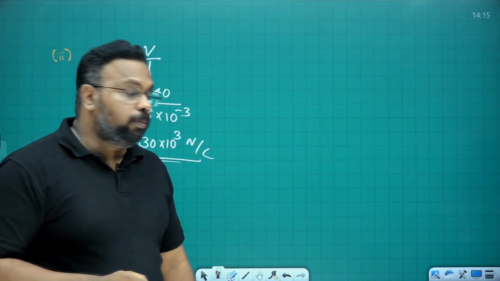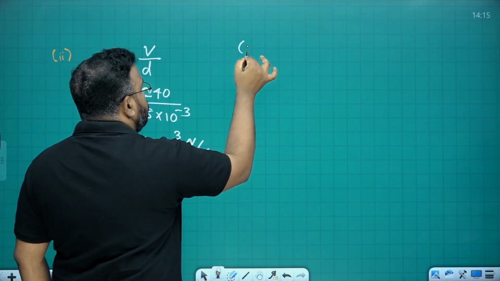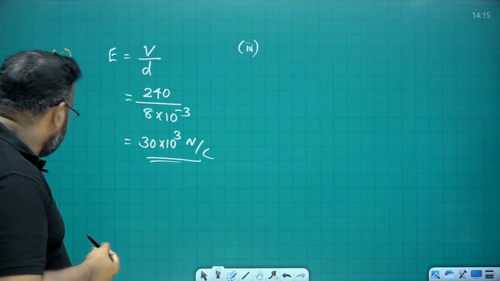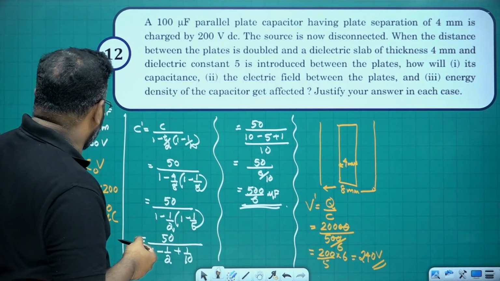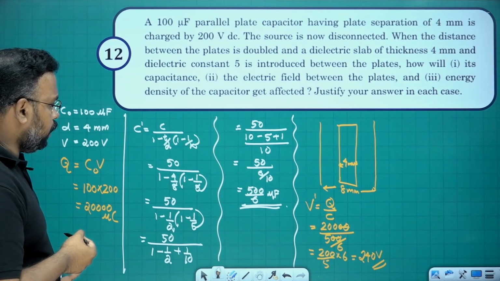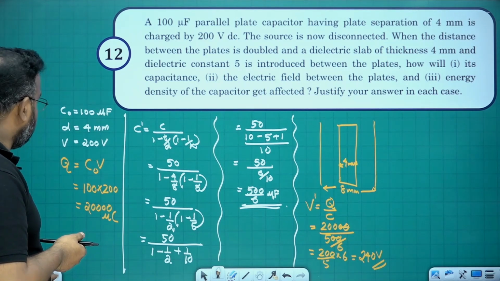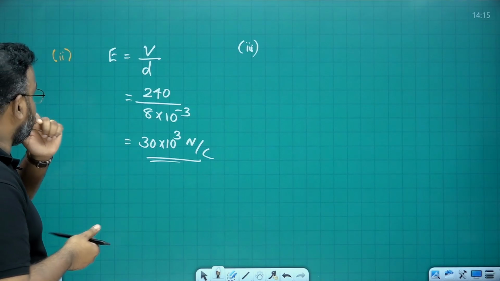Now what we have to find, the third question. So the second question was electric field. The third question is about energy density. Energy density, right? So what is the initial electric field? We did not find that, so we can find it first. This is the new electric field.